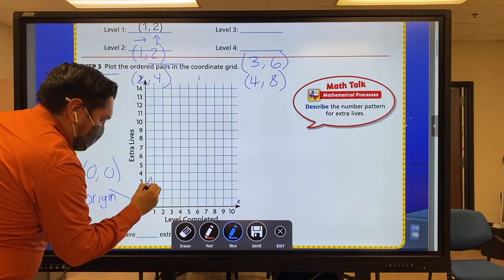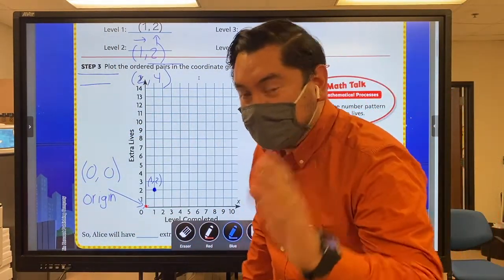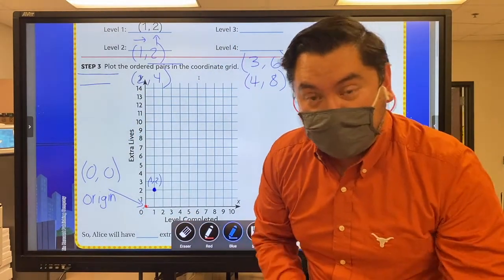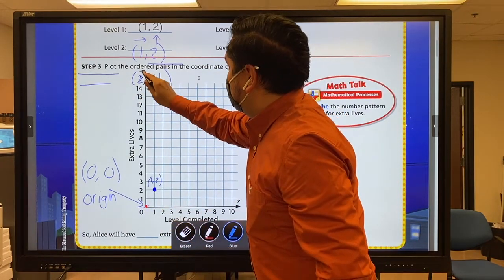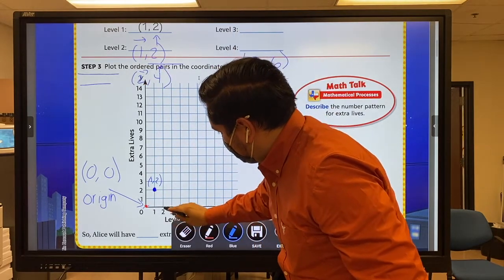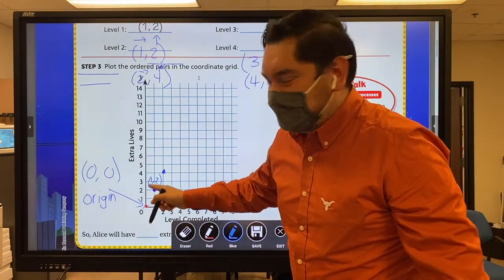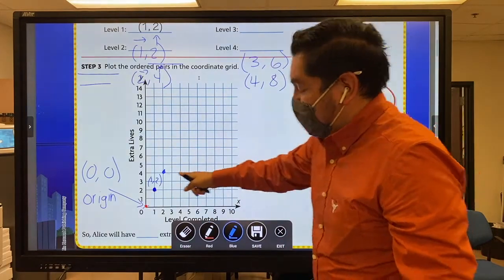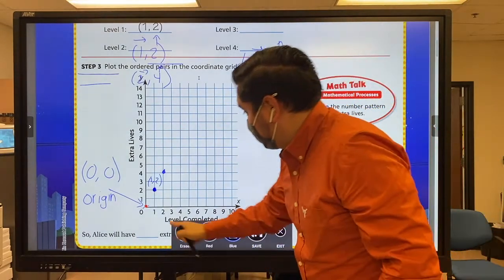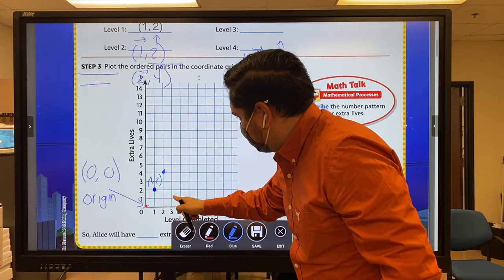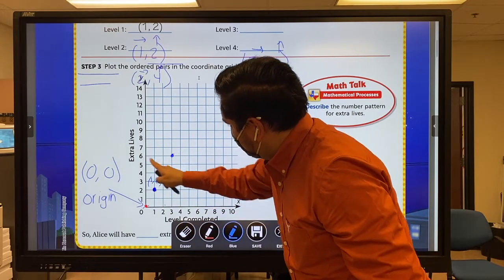And let's put it here, 1, 2, okay? Now let's go to the next one. Go back to the origin, 0. 2 to the right and 4 up, and you're gonna end up right here. I'm not gonna write it down because it's a little difficult for me to write on this, but you can. So that's 2, 4. The next one is 3, 6. 3 to the right and 6 up. There it goes. 1, 2, 3 to the right and 6 up. You see? So it matches here on the x-axis and here on the y-axis.